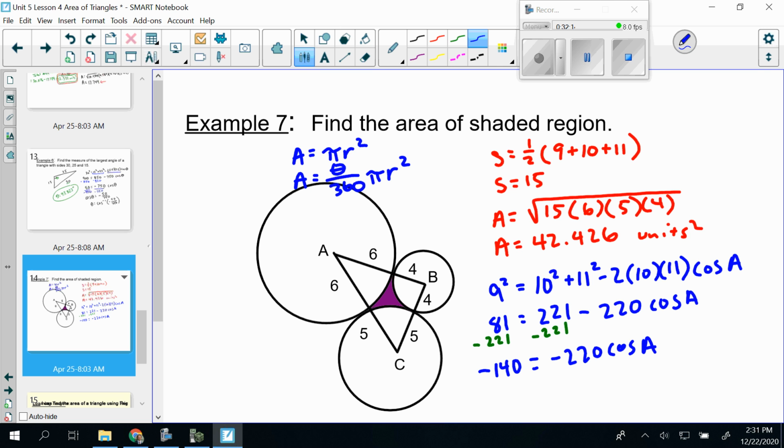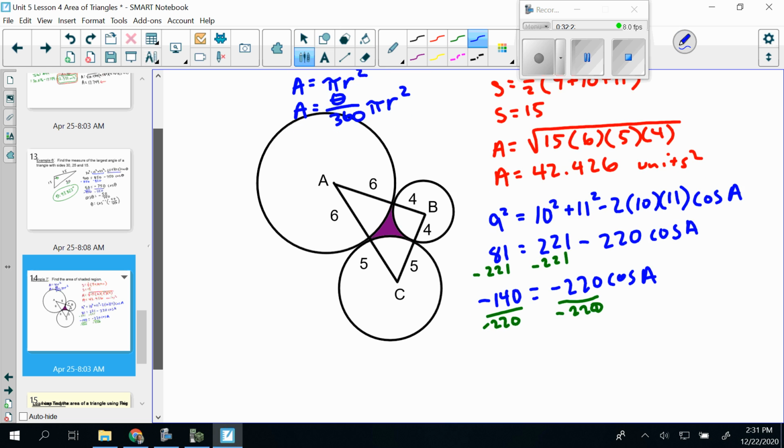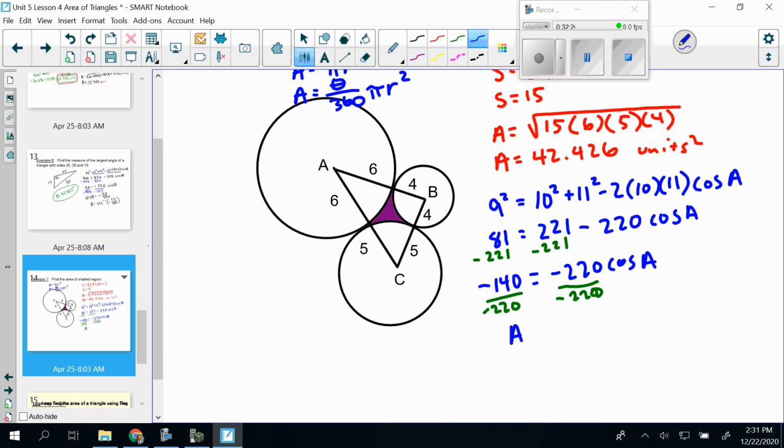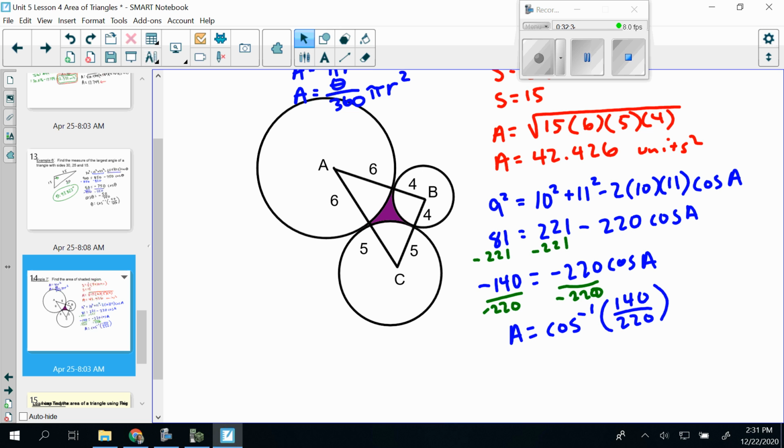Now we want to divide by negative 220. Those two negative numbers end up being positive, and then to solve for A, we do cosine inverse of 140 over 220. Put that in your calculator, and you're going to get that the angle is about 50.479. So that would be angle A.